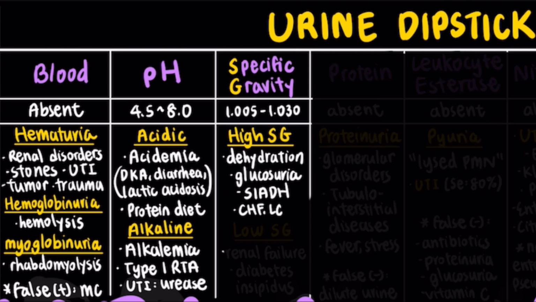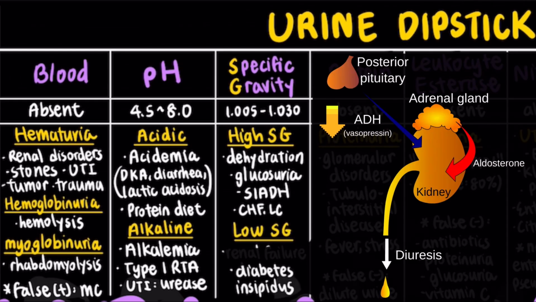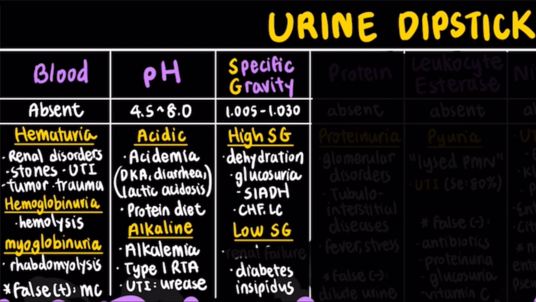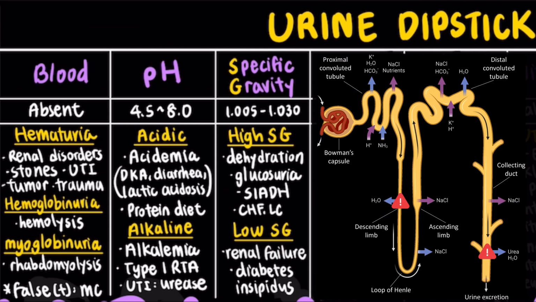On the other hand, when the specific gravity is low, the urine is very dilute. One cause is diabetes insipidus, where either there's no ADH or the kidneys don't respond to it, so water is lost in large amounts and the urine stays dilute. Another cause is renal failure, especially in late-stage chronic kidney disease, where damaged nephrons lose the ability to concentrate urine.